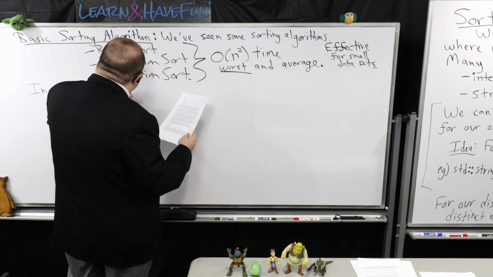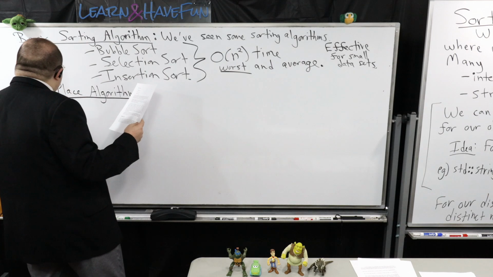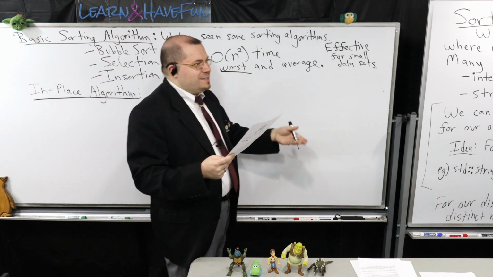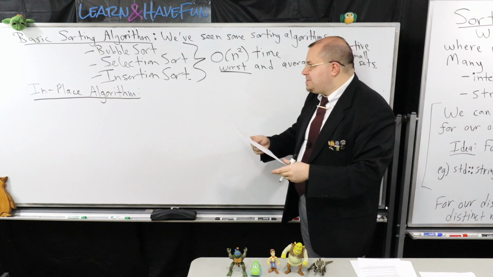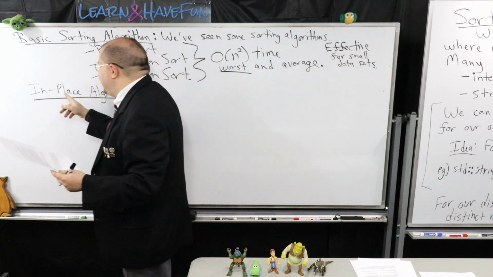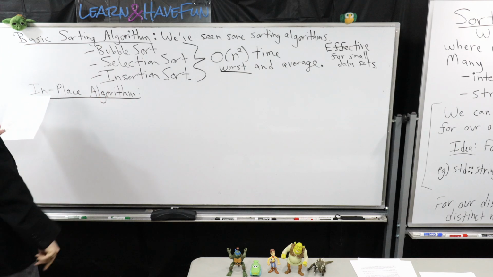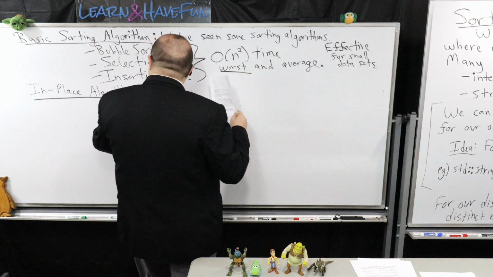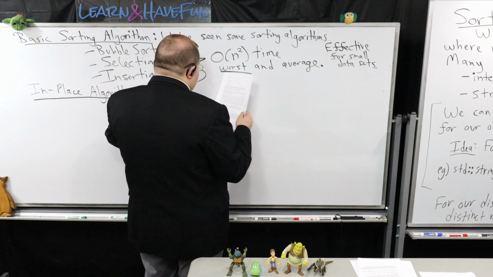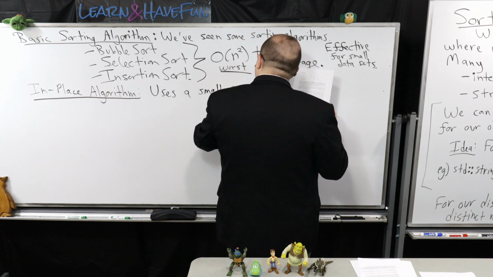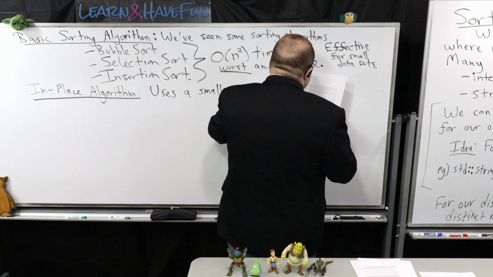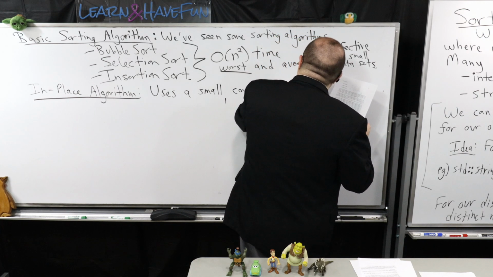So I must stress that there's two different notions. There's a notion of something called an in-place algorithm, and then there's sorting in place. These are two different things. I'm specifically talking about when somebody talks about an in-place algorithm. So what this means is that it uses a small constant amount of space.